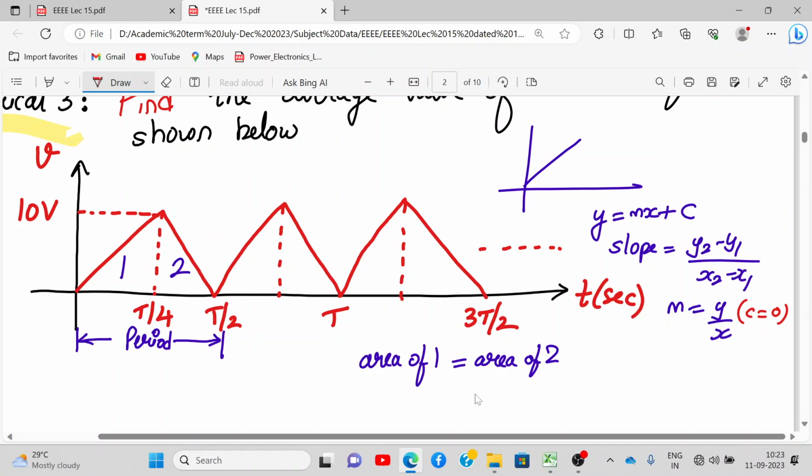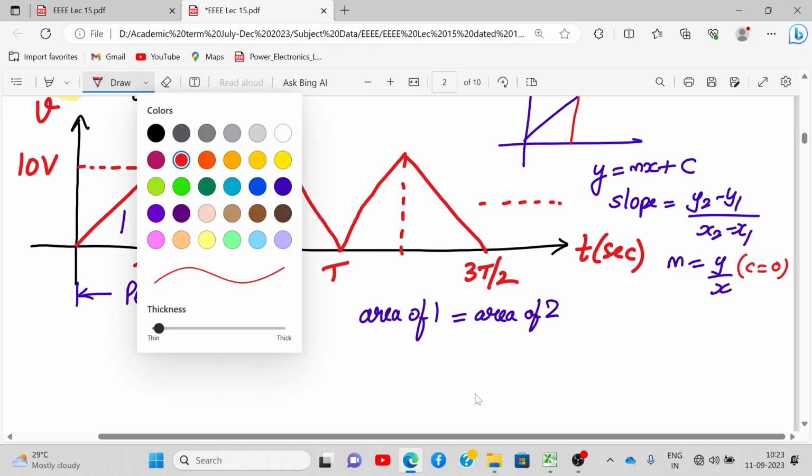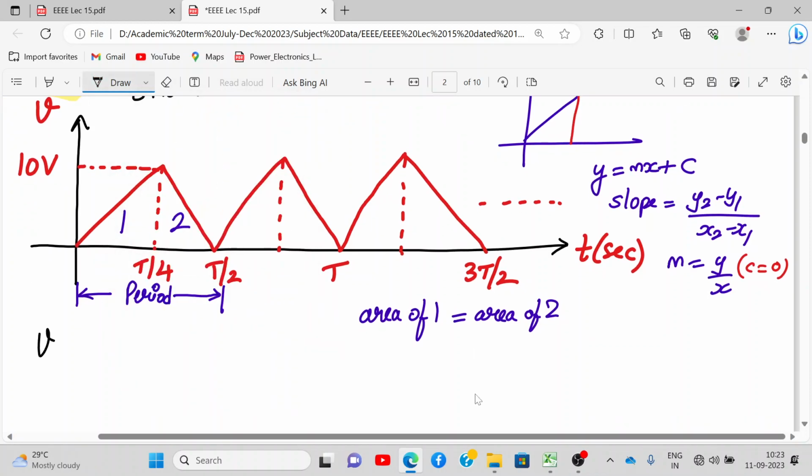This line, see, y intercept is 0. So what do we write? Tell me. V is equal to, this is nothing but my y. Let me write completed, then you will understand. 10 divided by T by 4. Did you understand? This is same as 40 into t. Did you get it? How we got it?